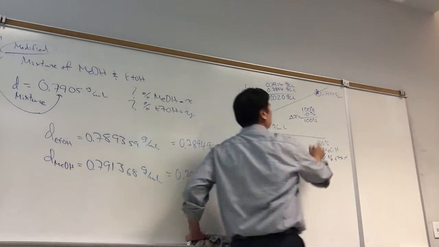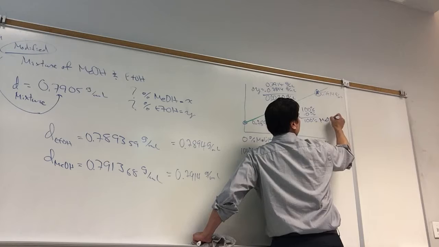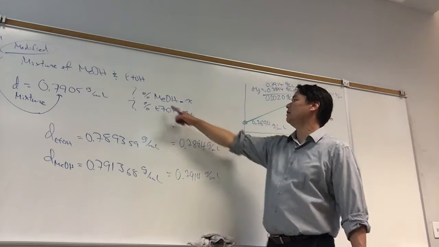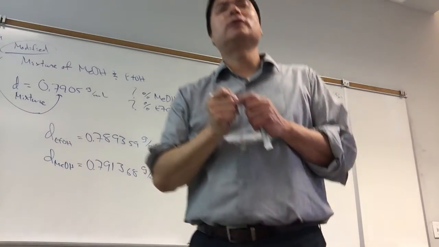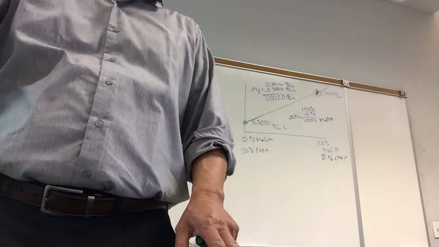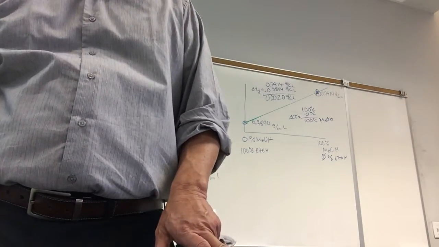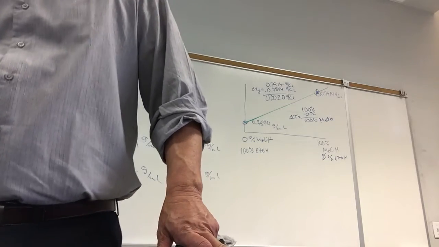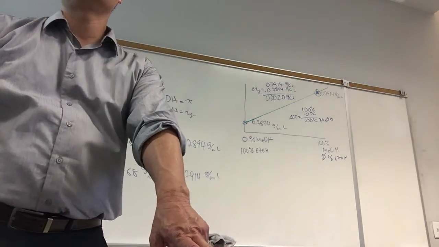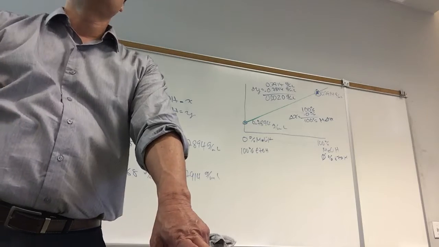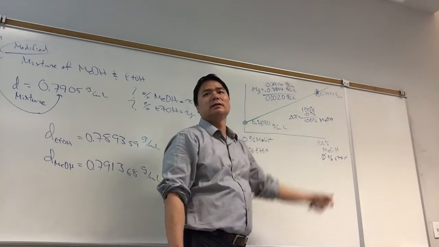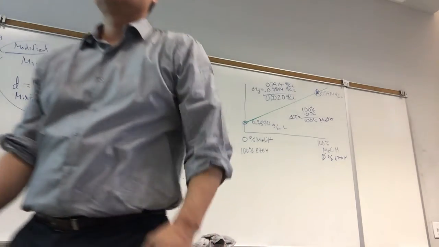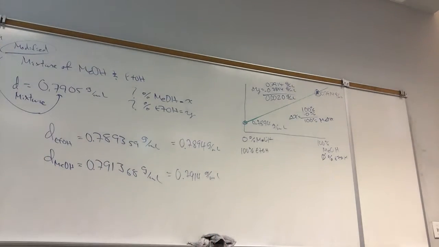This is percent methanol. Remember, we have to specify, because it could have been percent ethanol. Why did I choose methanol? Somebody remind me why I chose methanol for my X rather than ethanol for my X. It has a higher density, and I want a positive slope. If I chose ethanol, then I would just have a negative slope. It's not a big deal, but if I have a choice, I'll just go positive.